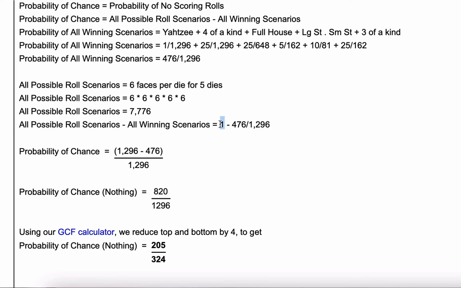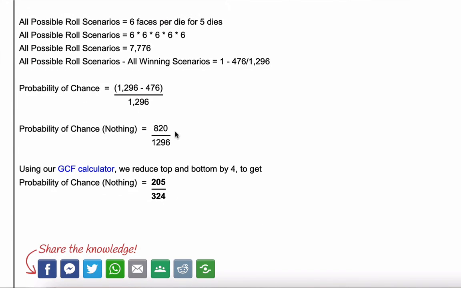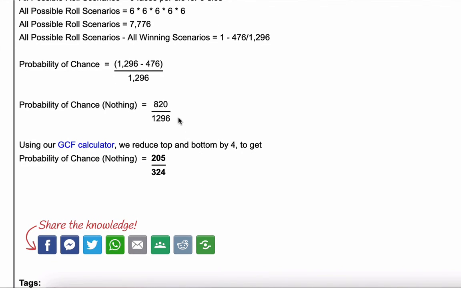Because 1 is also, we want to match denominators here when subtracting fractions. 1 is equal to 1296 divided by 1296. So when I use common denominators, I get 1296 minus 476 over 1296. Simplified, that's 820 over 1296. We see they have a greatest common factor for numerator and denominator of 4. We divide top and bottom by 4, and we get the probability of chance as 205 divided by 324.